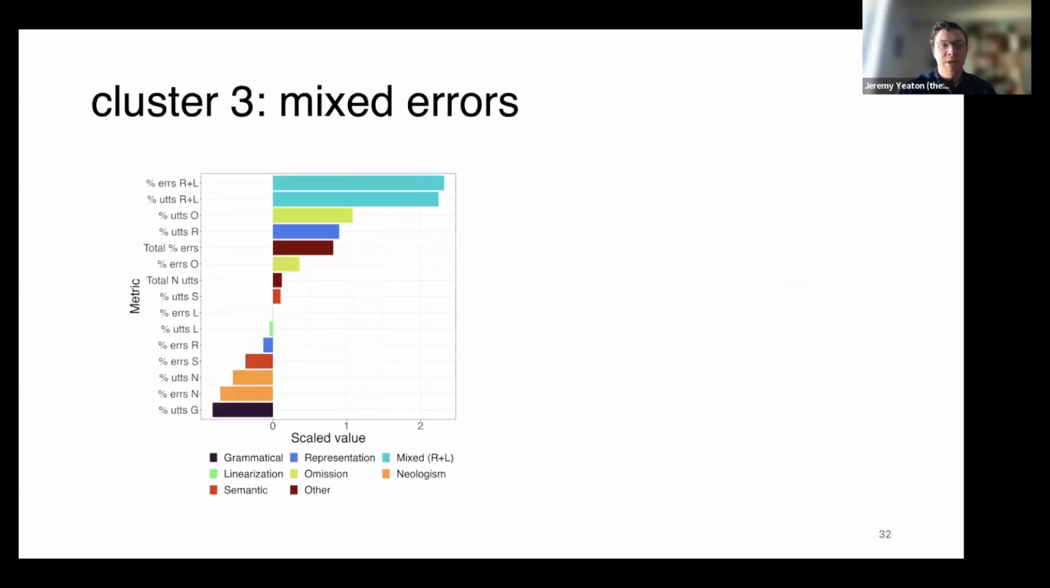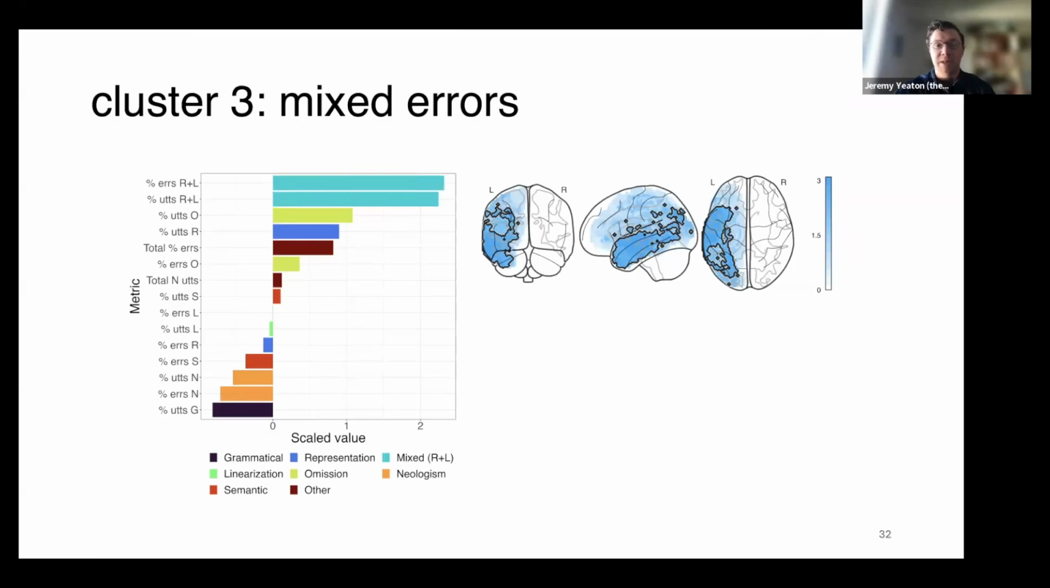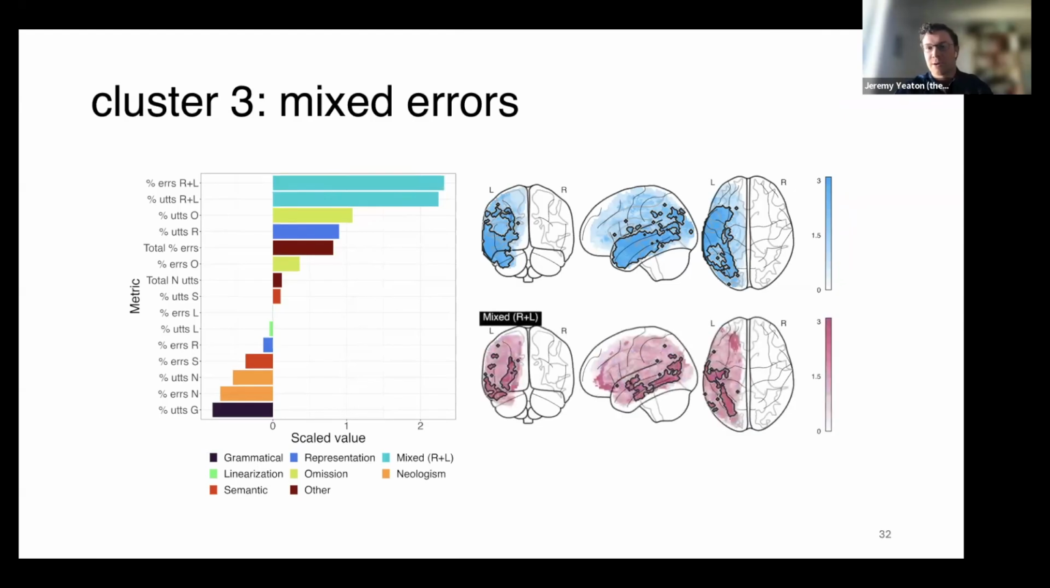If we look at our mixed errors, we see that people producing mixed errors also produce lots of omissions and representation errors, which is basically the definition of the mixed errors in the first place. You're making representation level errors and omission errors in the same sentence. And so membership in this cluster is localized to this very large temporal lesion, as is our proportion of mixed errors. So seems like this is a promising approach if we're capturing something more by clustering them in this way than just focusing on any given single error type.